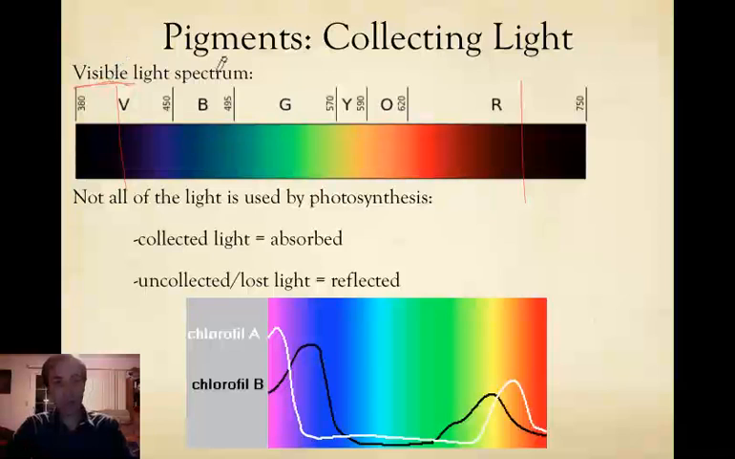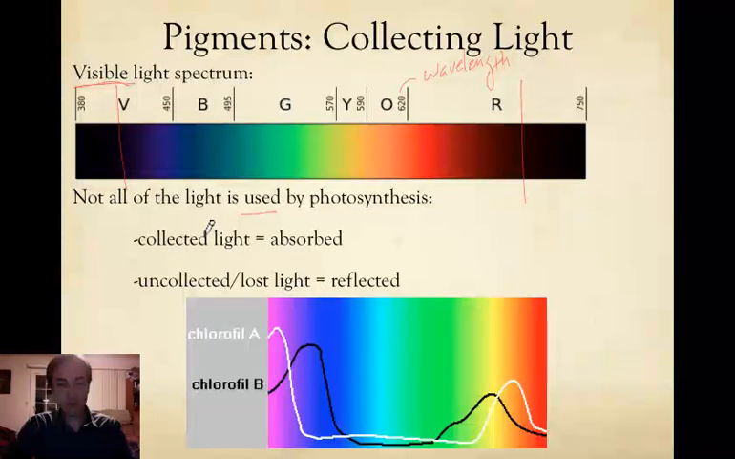Okay, and it turns out that these colors coincide with what we call wavelengths. So a wavelength is really just the frequency of the light, and if you change the frequency, you change the color. Now, why is this important? Well, it means that based on different frequencies, we have a range of colors, and it turns out that not all of those colors, meaning not all of those wavelengths, are actually used by photosynthesis.